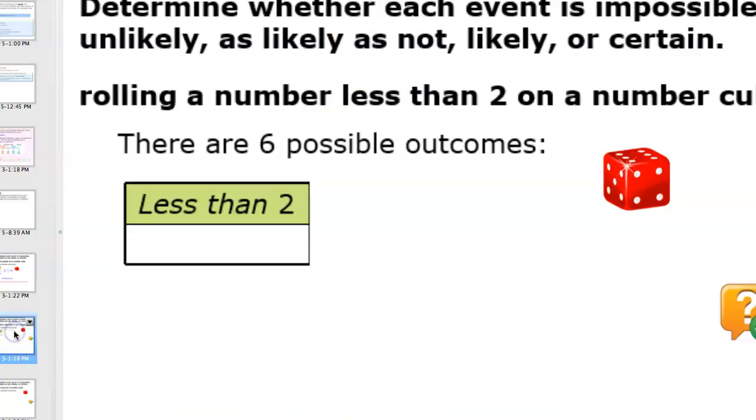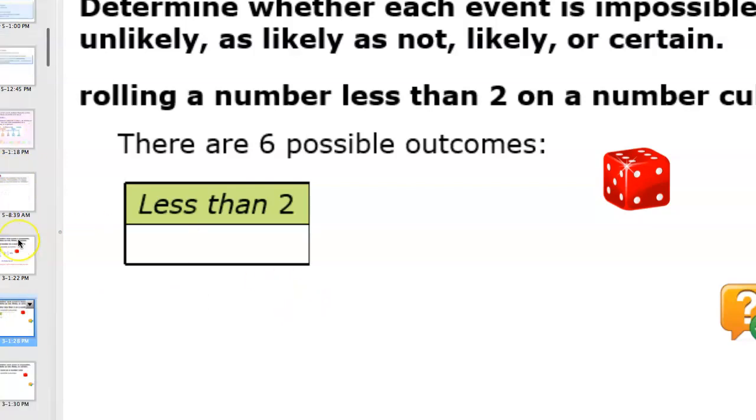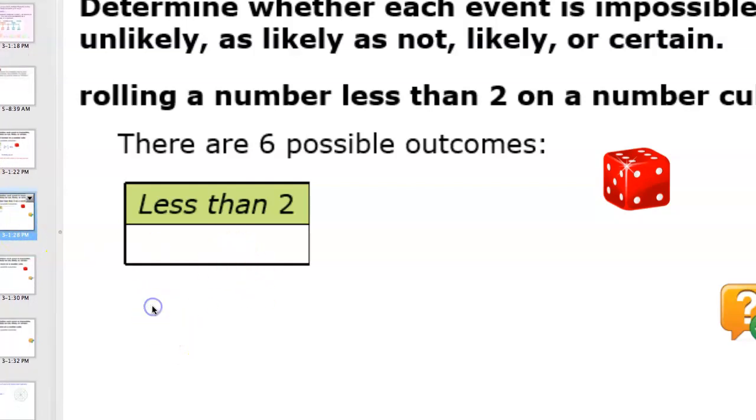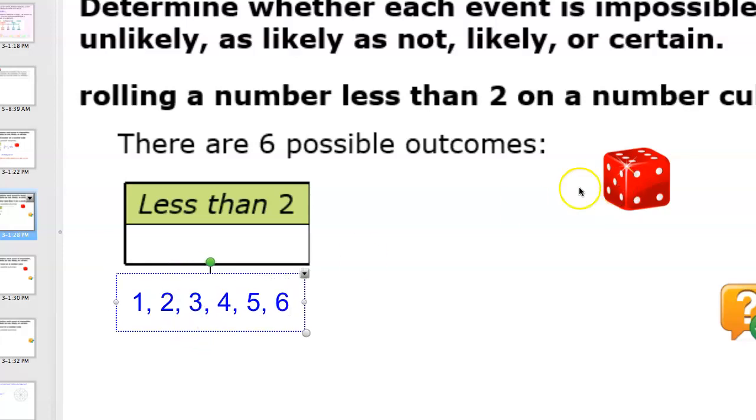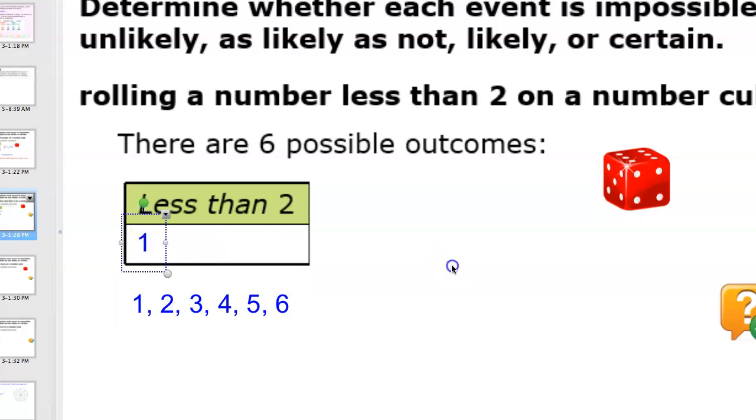Okay. All right. Determine whether it's impossible, unlikely, as likely as not, likely, or certain: rolling less than 2. Let's list out all of the possible outcomes. All of the possible outcomes are 1, 2, 3, 4, 5, 6. These are all the possible outcomes I can roll on a die. Less than 2. Well, that's only 1. The only number that's less than 2 is 1. So there's 1 out of a total of 6 outcomes. And that's fully simplified, 1/6.